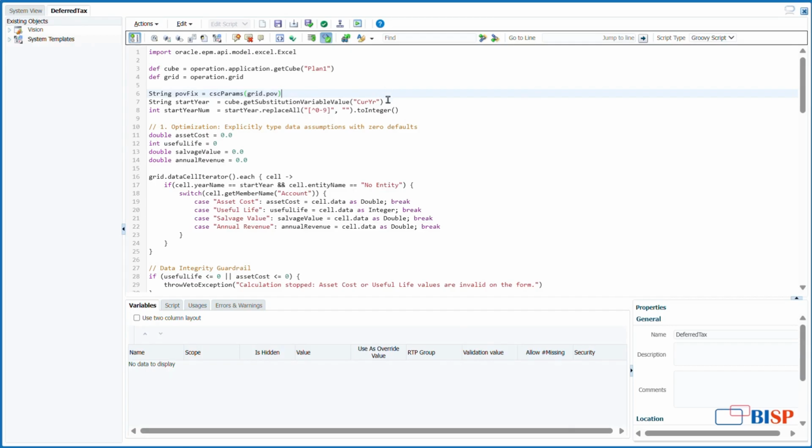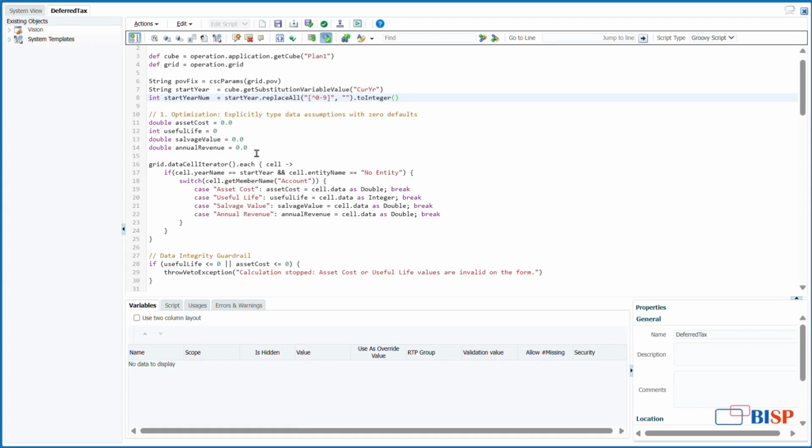We also retrieve the current year's substitution variable. Since our asset can span multiple years, we extract the numeric part of the year so that we can dynamically calculate an ending year based on the asset's useful life. This means the rule will work every year without any code changes.